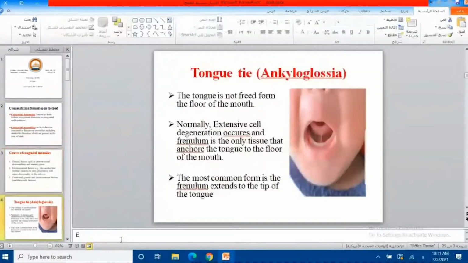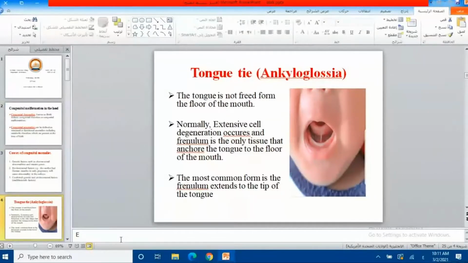We said before we have a kind of abnormality that happens in the tongue, which is tongue tie. We call it ankyloglossia. So the tongue, in this case, is not free from the floor of the mouth. It is connected or anchored to the floor of the mouth by a kind of tissue we call the frenulum. The incomplete degeneration of this tissue leads to the frenulum extending to the tip of the tongue.